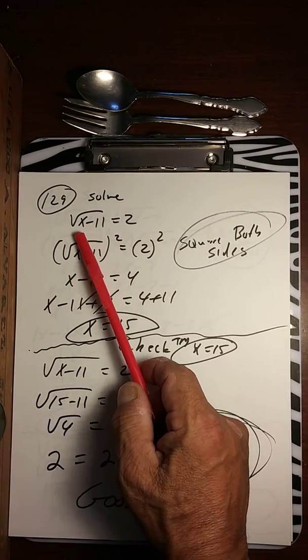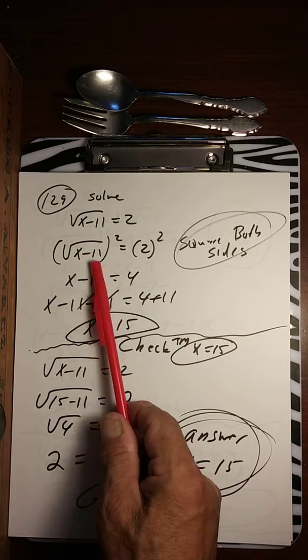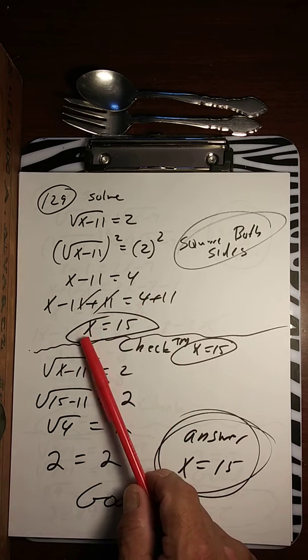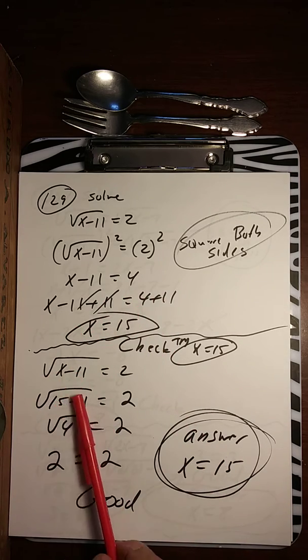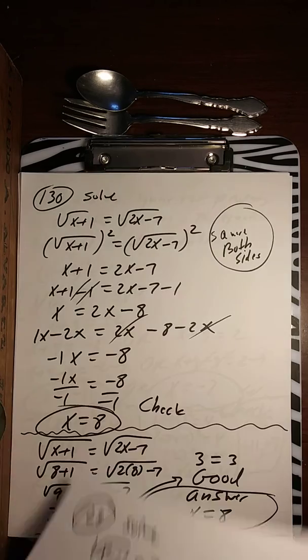Square root of x minus 11 squared, square both sides. So this radical sign is gone, so x minus 11 is that. Add 11, so x is 15. Check it. 15 minus 11 is 4. Square root of 4 is 2. Does that work? Yes. The answer is 15.